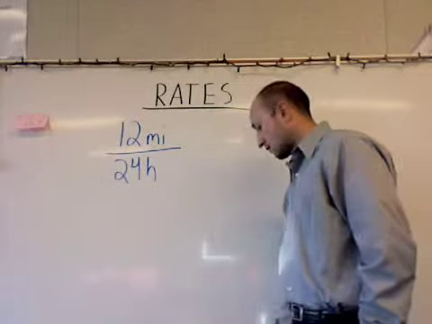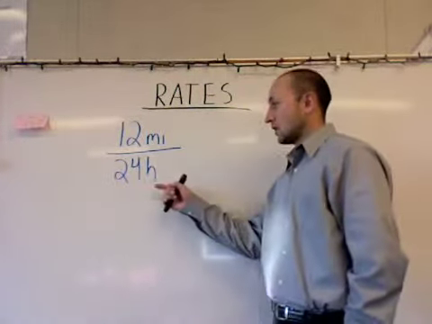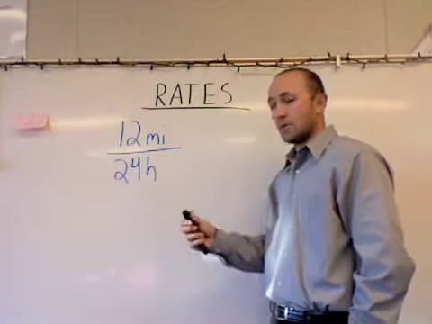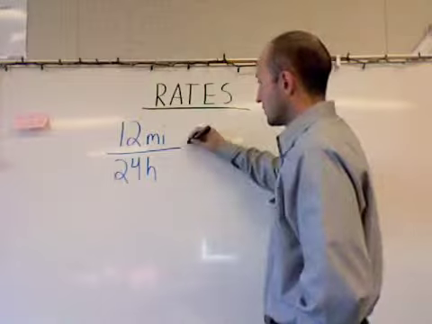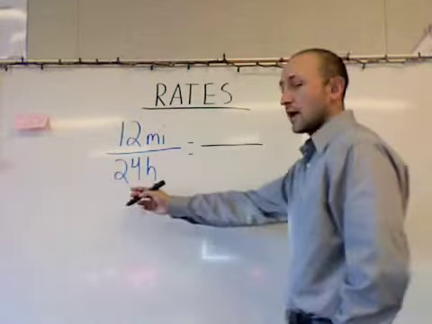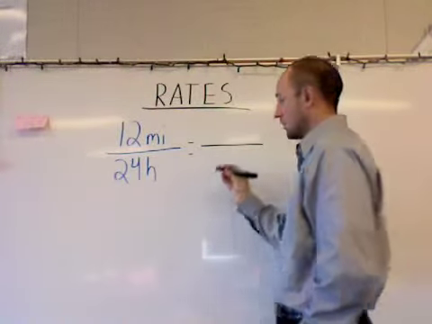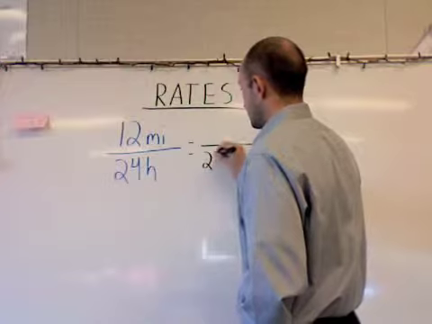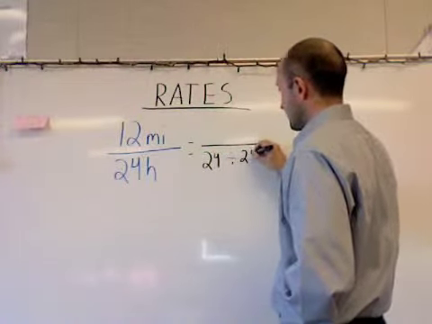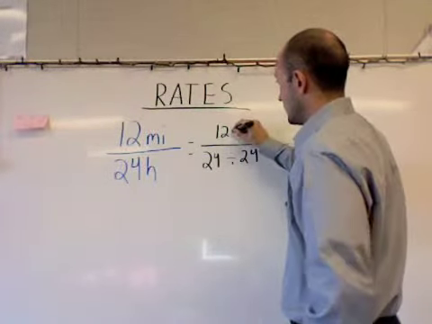Well, if I want to find out the rate of speed for the zombie, it's really easy. All I have to do is divide the bottom and the top by the bottom number. So I'm going to put an equal sign here to draw out my next step. So remember, I want to divide the bottom and the top by this bottom number. So I end up with 24 divided by 24. And on the top I'm going to have 12 divided by 24.